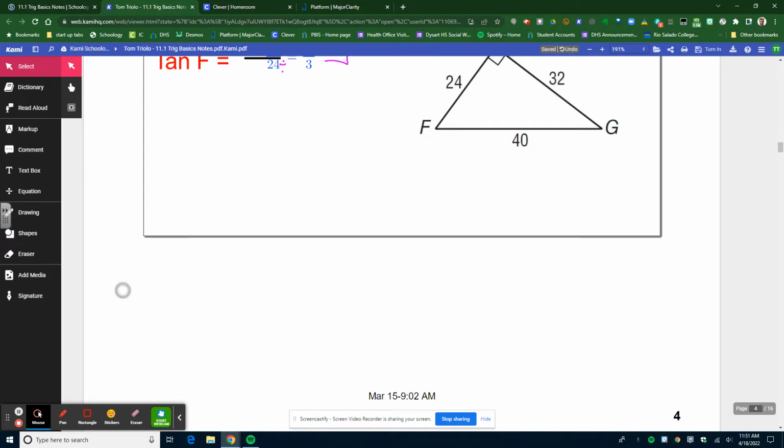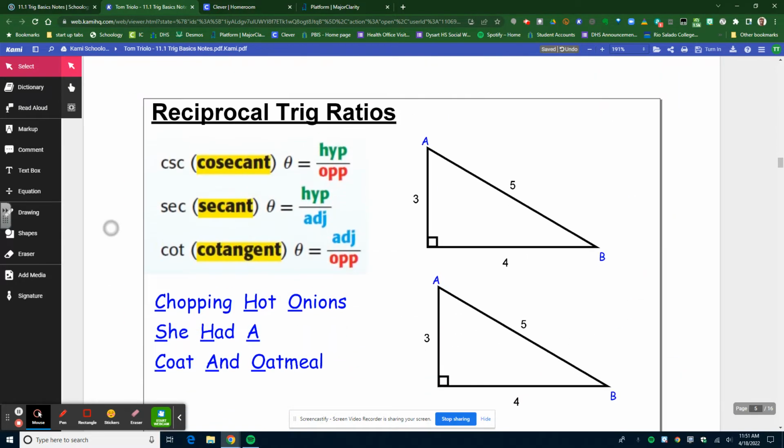Speaking of reciprocals, these are reciprocal functions. So let's see, hypotenuse over opposite. That sounds familiar. What else has hypotenuse and opposite? Which part? Sine, cosine, or tangent? Tangent. Sine. So instead of hypotenuse over opposite equaling 1 over sine, we have this new thing called cosecant.